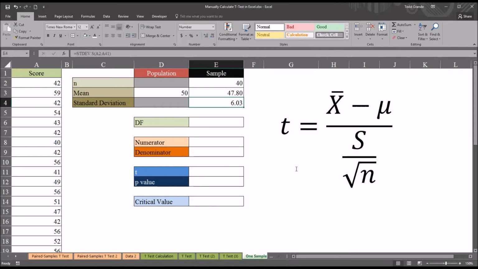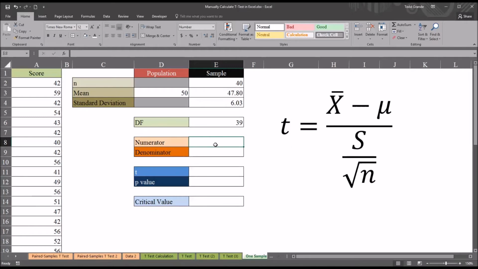So let's take a look at the equation for the t-statistic. T equals the sample mean, that's x bar, minus the population mean, that's the Greek letter mu, divided by the standard error of the mean, which is the standard deviation divided by the square root of the sample size. So I'm going to calculate the value of the t-statistic and then calculate the associated probability value. So I'm going to start with the degrees of freedom. The degrees of freedom is going to be equal to the sample size, so equal sign, and then cell E2 here, the sample size, minus 1. So we have 39 degrees of freedom. I don't need that statistic to calculate the t-statistic, but I will need it to calculate the probability value.